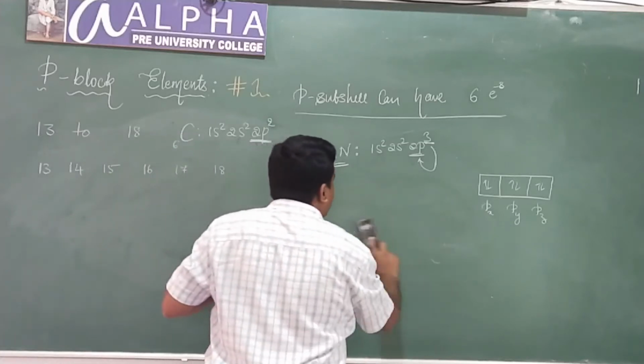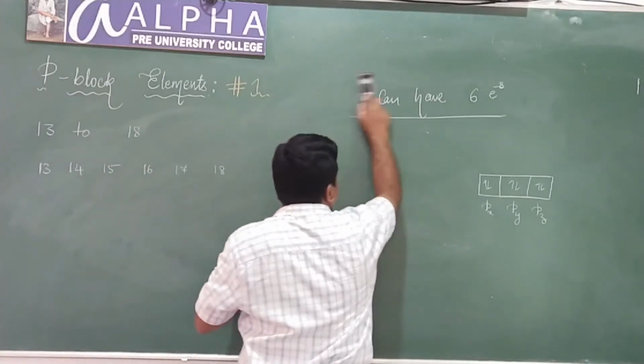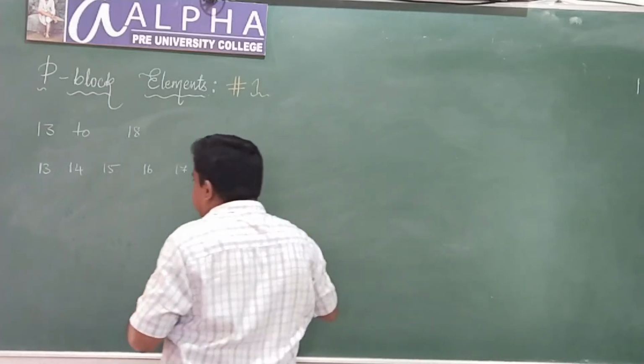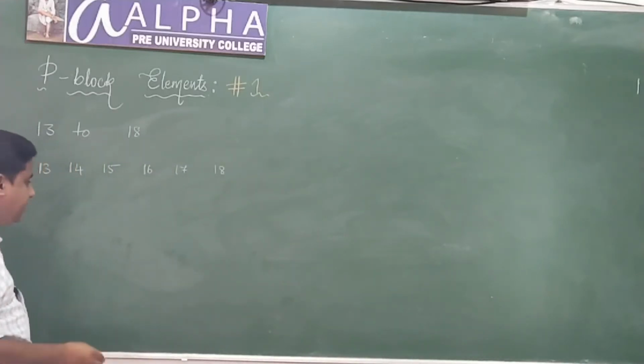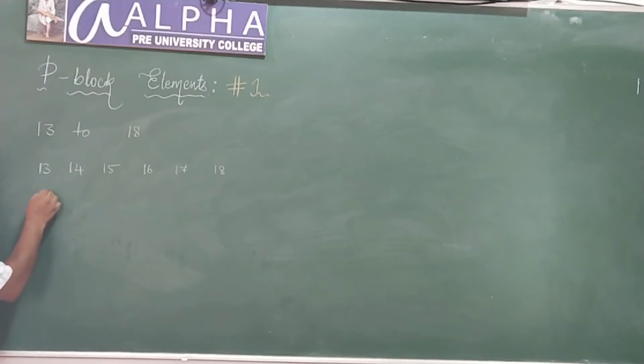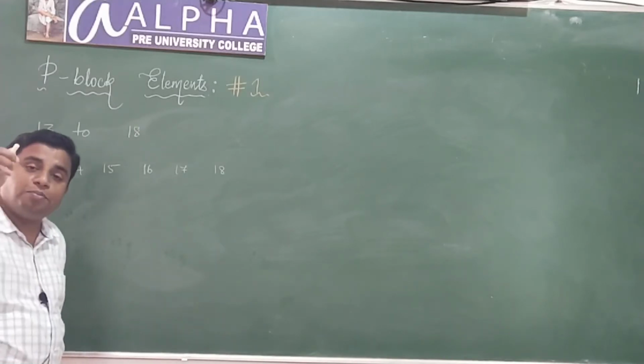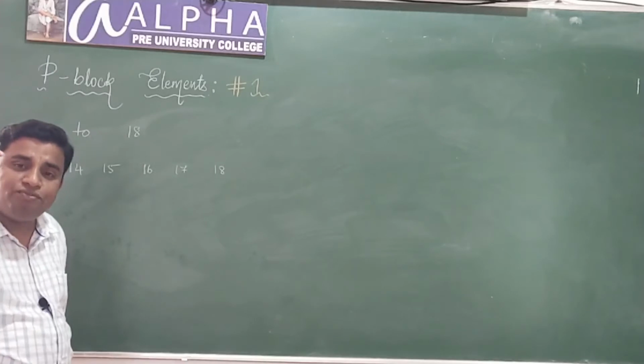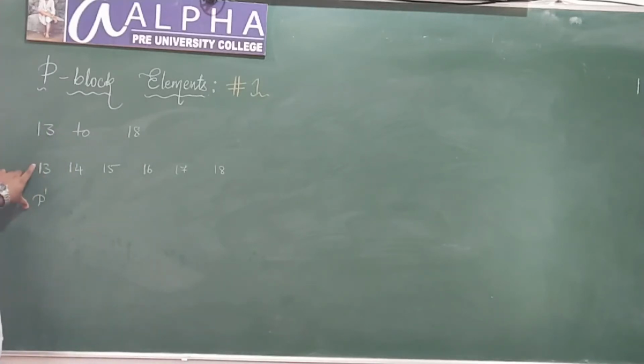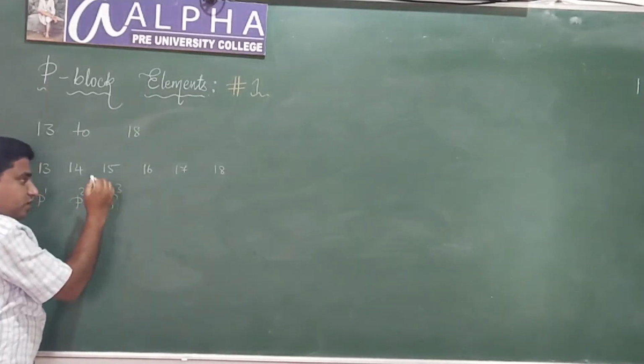Understood? Okay, look here. In group 13, the p subshell is filled with 1 electron. The filling up of the p subshell starts from which group? Group 13. So in group 13, the p subshell is filled with 1 electron. In group 14, the p subshell is filled with 2 electrons. In group 15, it will be filled with 3 electrons.